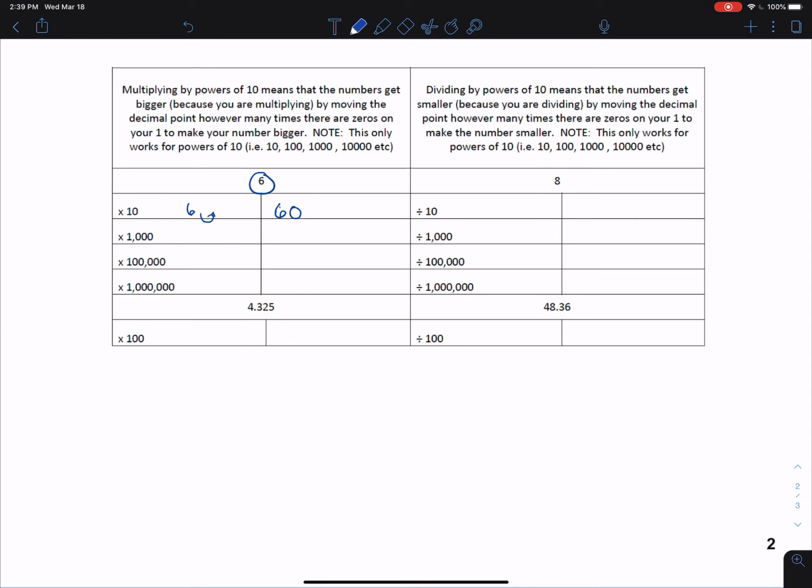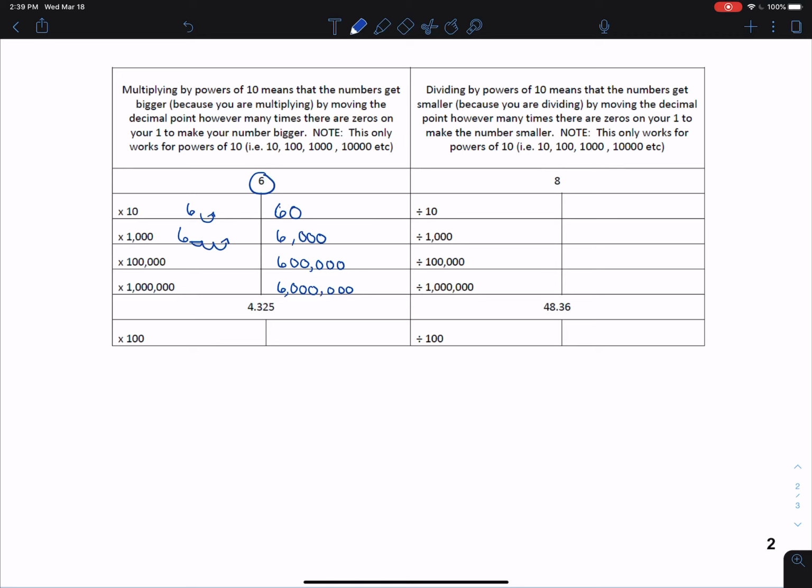If I'm multiplying by 1,000, I'll take my decimal point at the end of that whole number and go 1, 2, 3 spaces to the right. So I'll end up with 6,000. For 100,000, I need to bump it 5 spaces to the right. So I'll have 1, 2, 3, 4, 5 zeros for 600,000. For 1 million, that's telling me to bump my decimal point 6 spaces to the right. So I end up with 6 million.